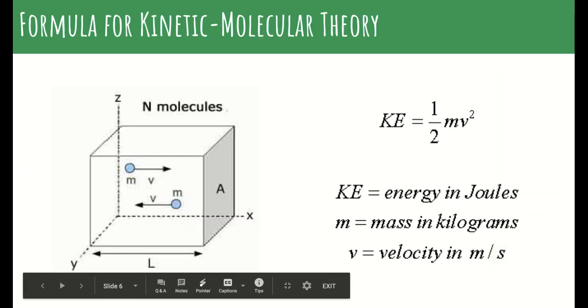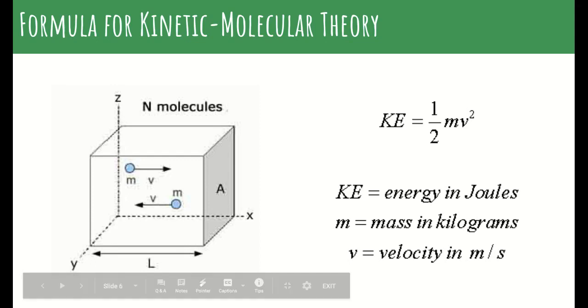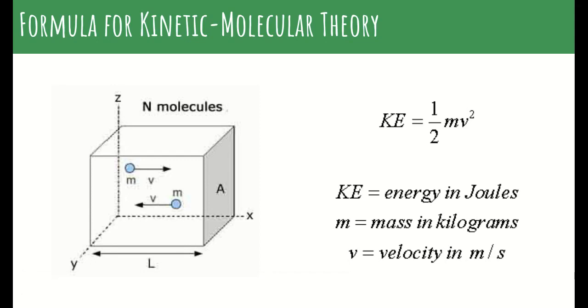So this is our formula for kinetic molecular theory that we're going to use here. Kinetic energy is equal to 1/2 mass times velocity squared. Okay, so we're going to have the mass in kilograms, the kinetic energy is measured in joules, and the velocity is meters per second. We haven't worked with these terms a lot. This is more physics concepts for the thermodynamics unit, honestly, but it is directly related to chemistry.